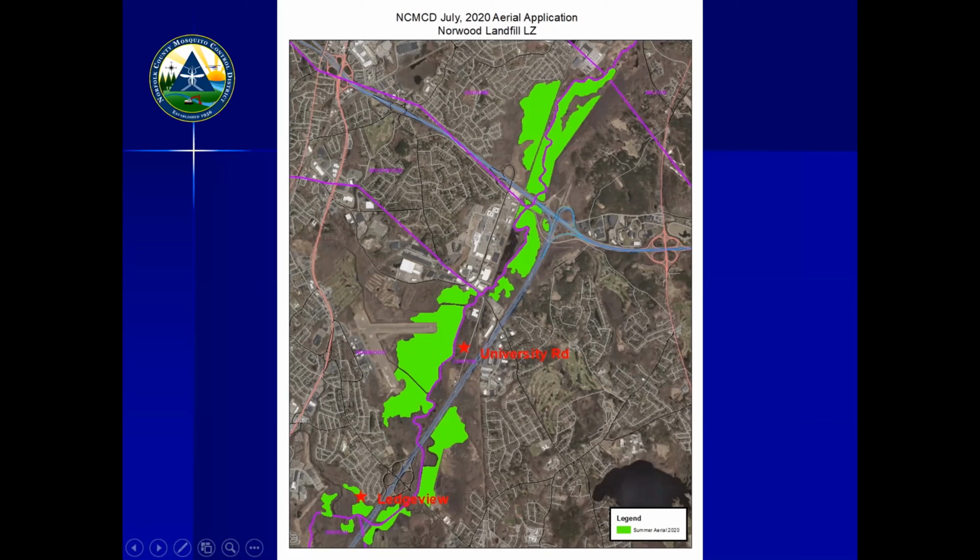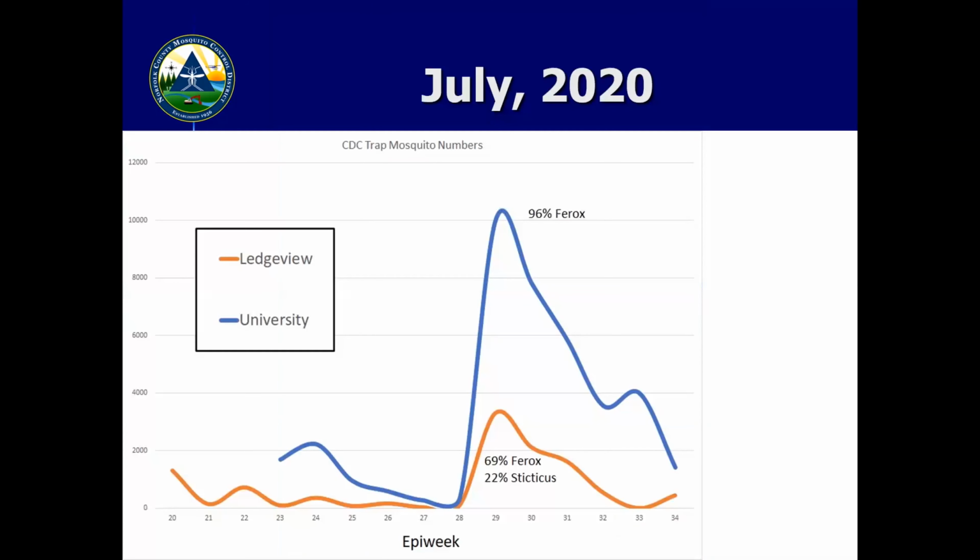I put the traps on here this time. Ledgeview is shown here. University Road, you'll notice, was not treated at all, because the private property owner there is vehemently against us doing any treatment whatsoever, either adulticide or larvicide. So in a way, it ended up acting as a control site for us at University Road, whereas Ledgeview down here got treated. I thought this was kind of interesting information. Here were the trap results after the flood.